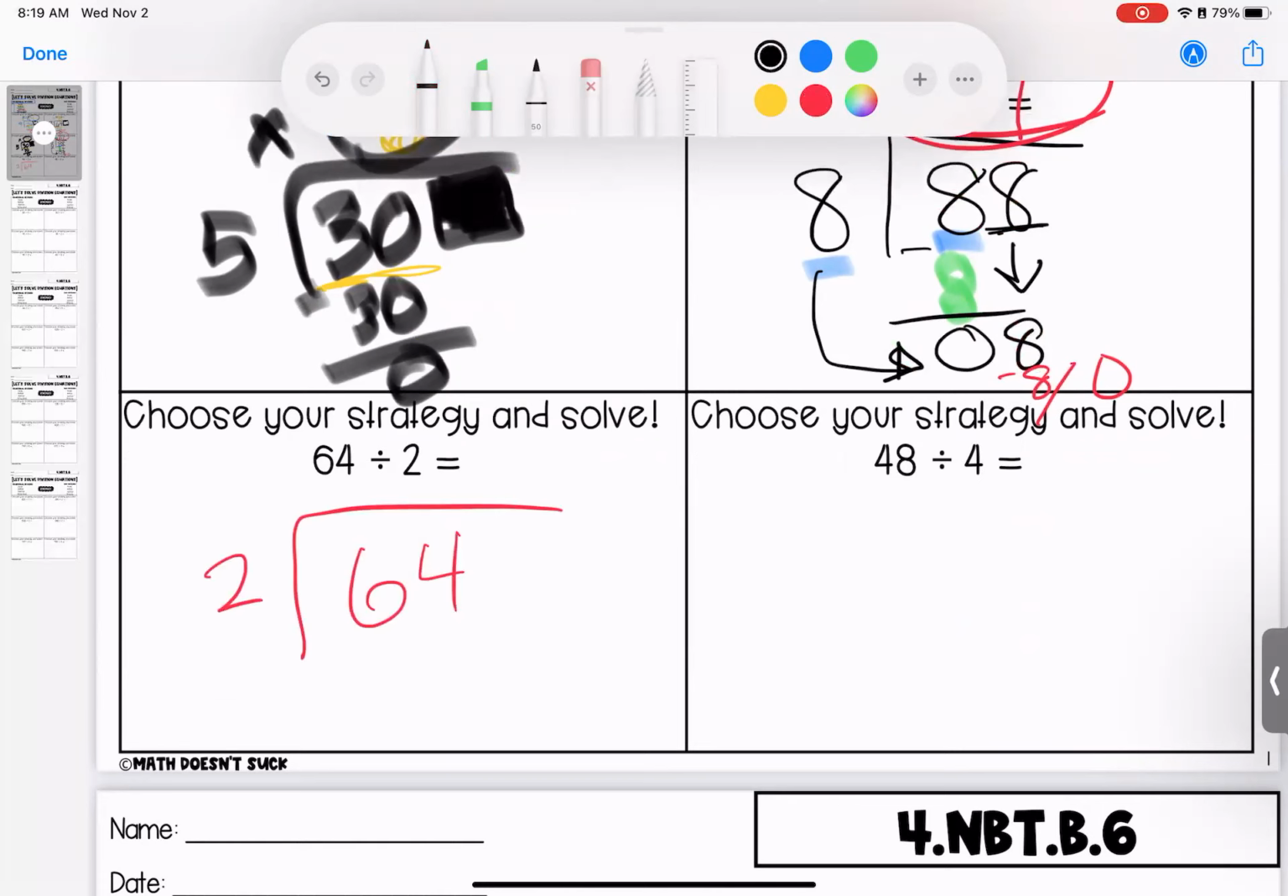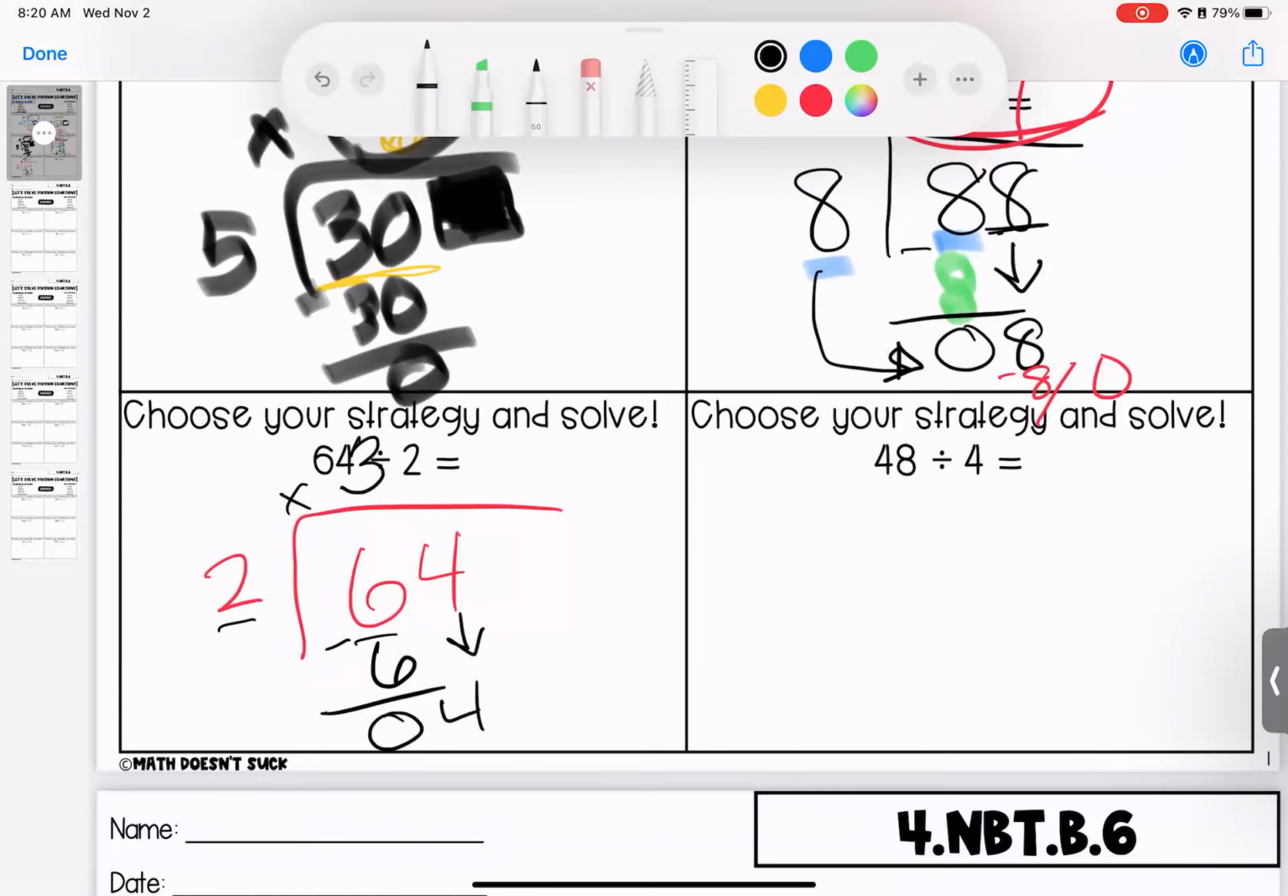Let's walk it through. Does 2 divide into 6? Yes. 3 times. Multiply. 3 times 2 is 6. Subtract. 6 take away 6 is 0. Bring down, there's something there.